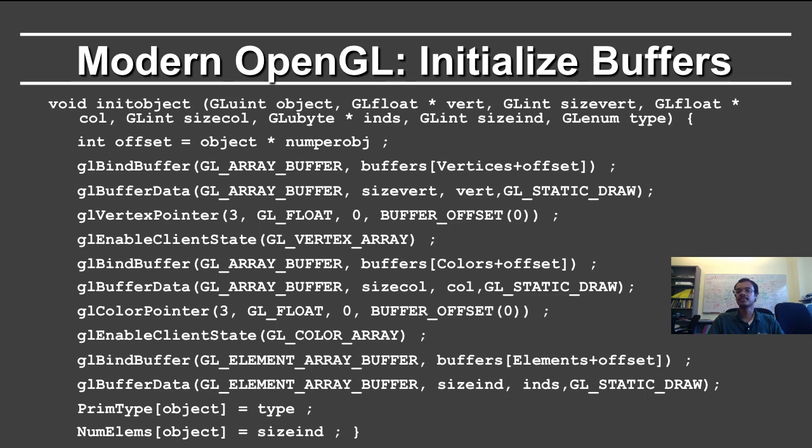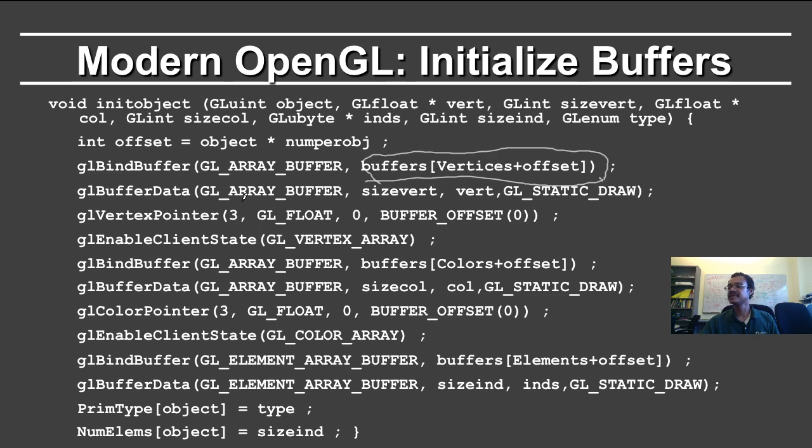Here is my actual program, and I'll go over it in detail. First, I define my offset as object times num per obj, and that's just because different objects are stored differently, and multiplying these together ensures I get the correct buffer number. Thereafter, I have to bind the buffer. So this is an array buffer, and I have to bind it with the appropriate buffer. So in this case, it's vertices. So let me just consider that. And so here I'm talking about vertices.